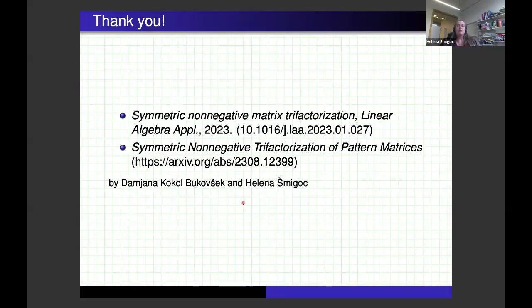The first one, Symmetric Nonnegative Matrix Trifactorization, I didn't really talk a lot about today. It studies the SNT rank of matrices, not of patterns, so its results are more on the rank of the matrix. And the second, Symmetric Nonnegative Trifactorization of Pattern Matrices, you can find on the arXiv. This is where we study patterns, and most of my talk today was about that.